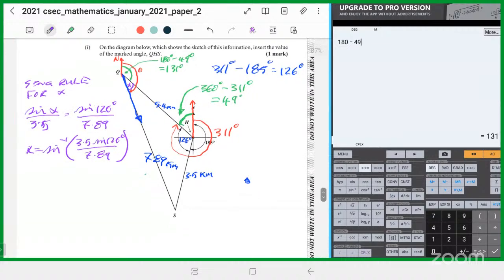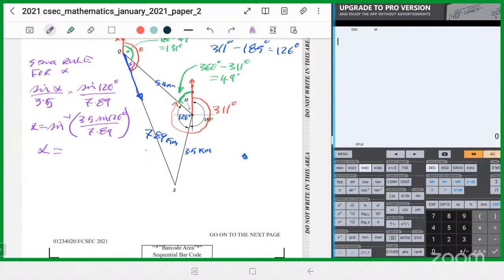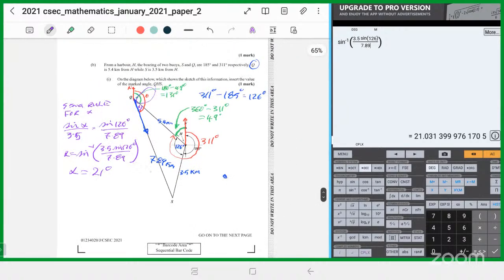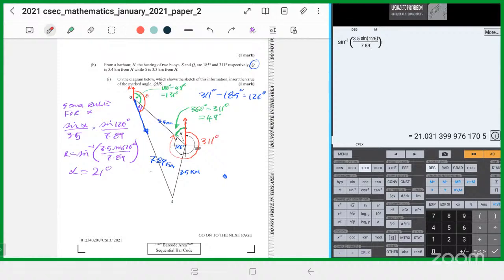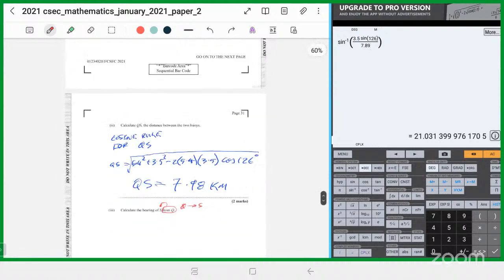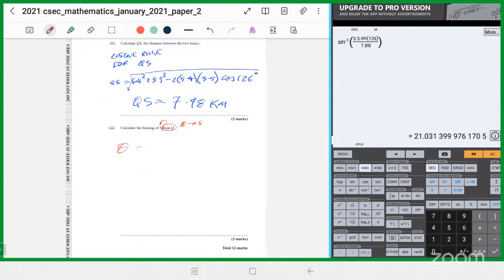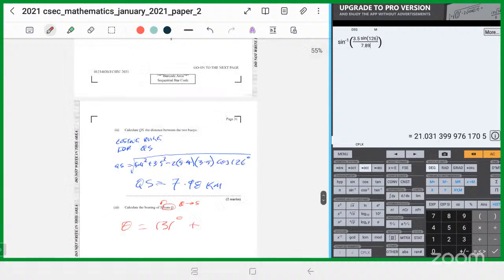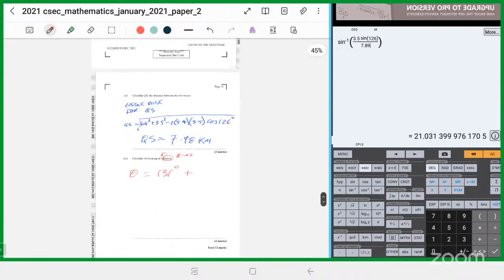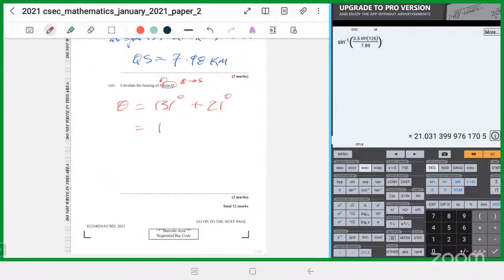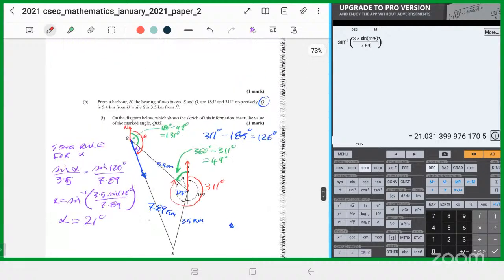Right, so this calculation for alpha: we're going to do sine to the minus 1 of a fraction, which is 3.5 times the sine of 126 over 7.89. We're getting 21 degrees. And so the bearing angle theta becomes 131 plus 21. So that angle becomes 152 degrees, guys.